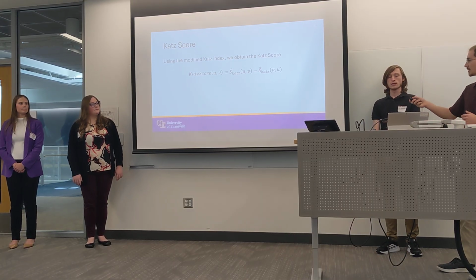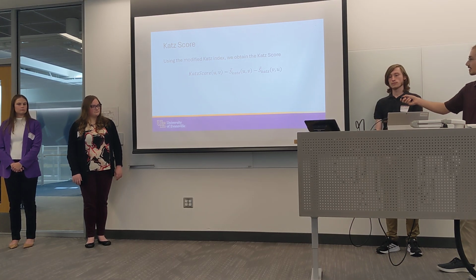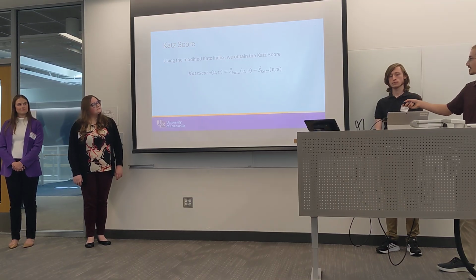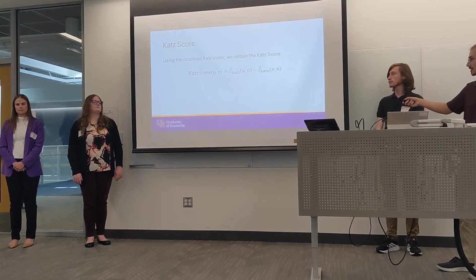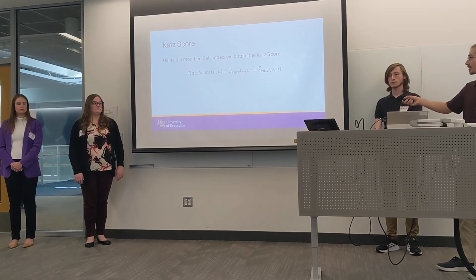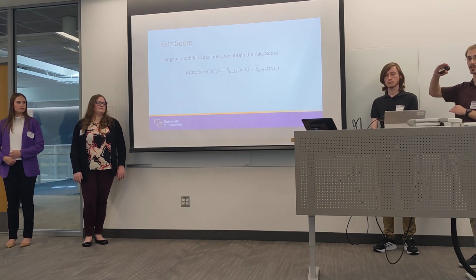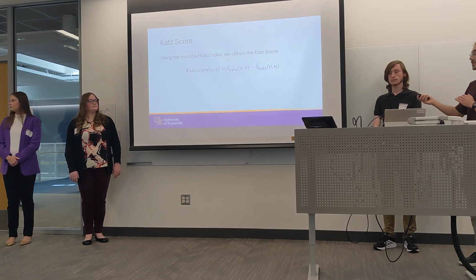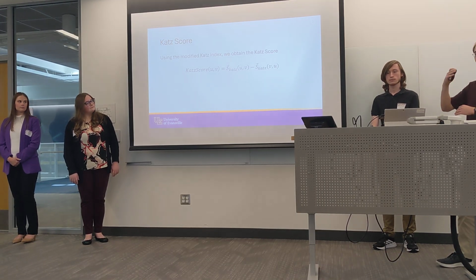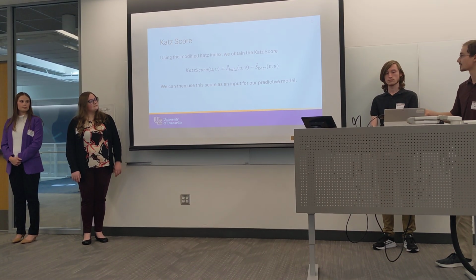So then, using our directed version of the CATS index, we developed the CATS score, which is the difference between the directed CATS index from U to V and the directed CATS index from V to U. Basically, this tells us how much better of a player U is than V. If this is positive, U is a better player than V. If it's negative, V is a better player than U.